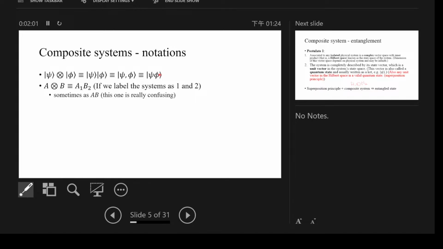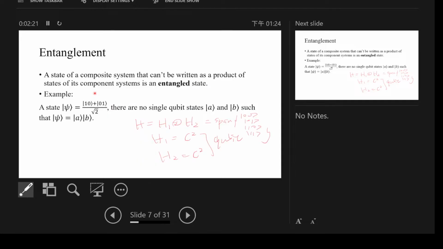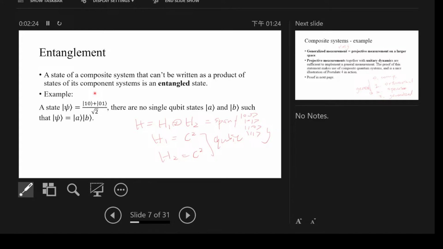And also sometimes we abbreviate the unitaries or operators on each system also. So you should write A tensor B, but sometimes people also write AB. Okay. And we say for a composite system there is entanglement. Entanglement means that this space H1 tensor H2 is really large. It's more than just a state in H1 times a state in H2.